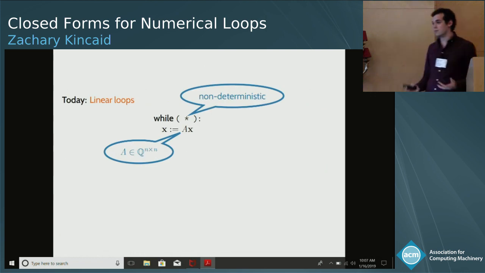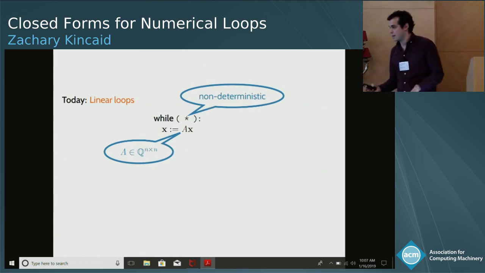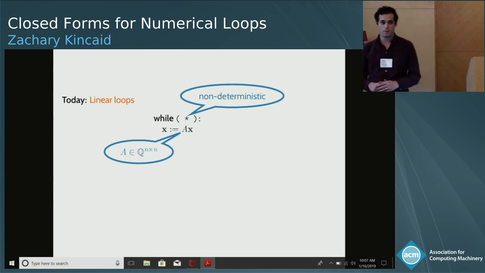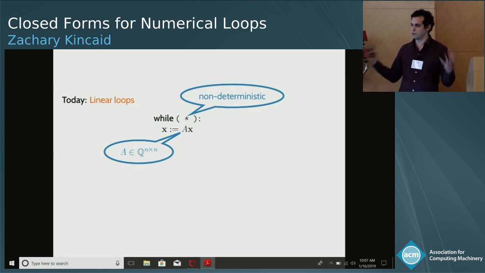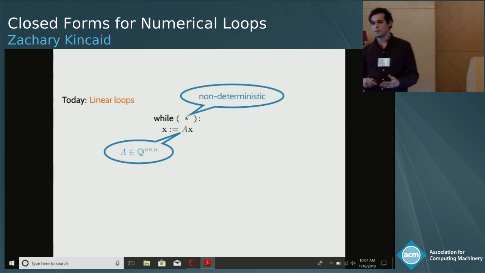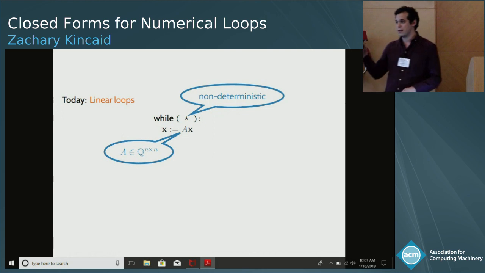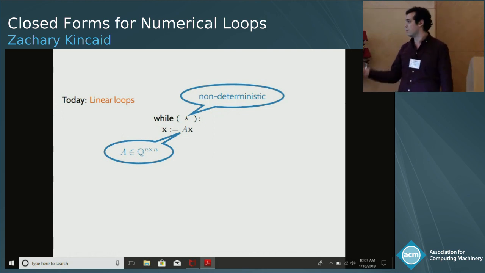So we know that checking validity of Hoare triples is undecidable in general, so we must give up on something somewhere. And the first place we're going to give up is that I'm not going to look at general loops, but I'm going to look at this very simple class of loops, which we call linear loops. So a linear loop is a non-deterministic loop where the states are just vectors of numbers, and the state evolves by applying a linear transformation. So x gets A times x.